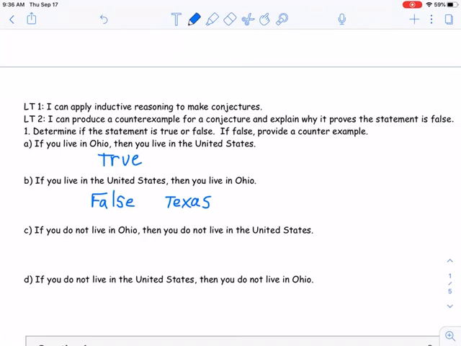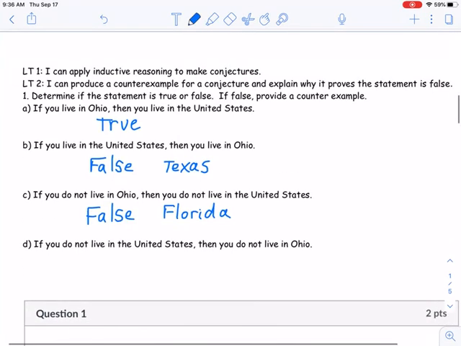Now look, this next one's the same as sentence A, but now I put a not in both parts. If you do not live in Ohio, then you do not live in the United States. So basically saying the only way you can live in the United States is if you live in Ohio. Well, this is also false. Why? You could live in Florida. If you don't live in Ohio, maybe you'll live in Florida, and you still live in the United States.